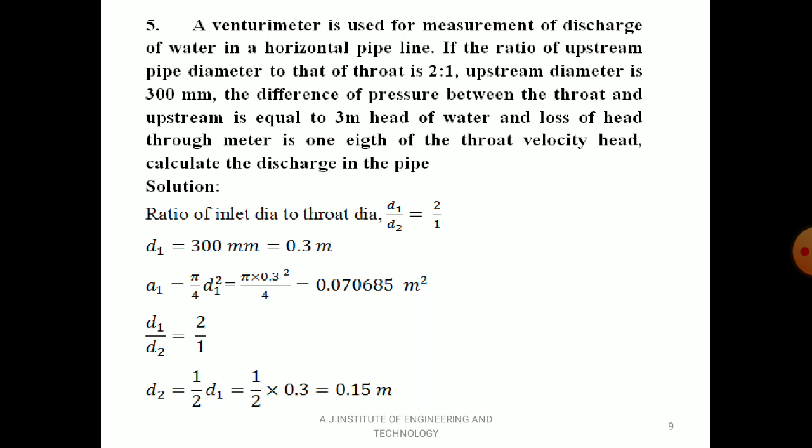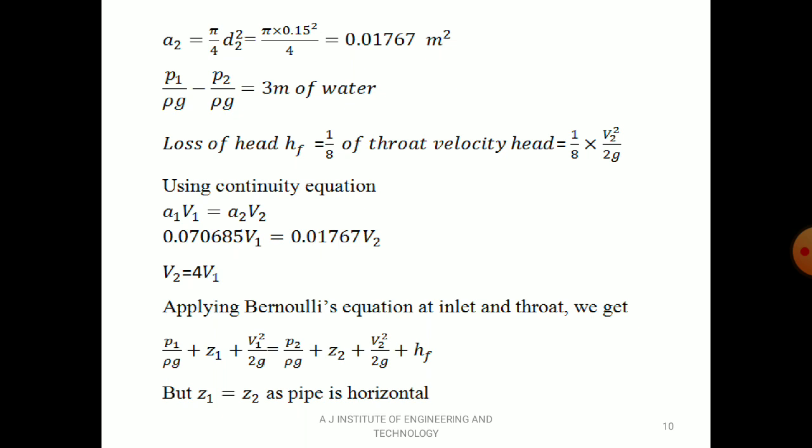So the ratio of inlet diameter to throat diameter, D1 by D2, equal to 2 by 1, or just equal to 2. So D1 equal to 300 mm, that is equal to 0.3 meter. Now we can get the cross-sectional area A1 equal to pi by 4 D1 square, that is pi into 0.3 square divided by 4. So that is equal to 0.070685 meter square. D1 by D2 equal to 2 by 1, or D2 equal to D1 by 2. So D1 value is known, that is 0.3. So 1 by 2 into 0.3 is equal to 0.15 meter. That is the throat diameter. Once the throat diameter is known, you can calculate the throat area. So A2 equal to pi by 4 D2 square, that is pi into 0.15 square divided by 4. So that is equal to 0.01767 meter square.